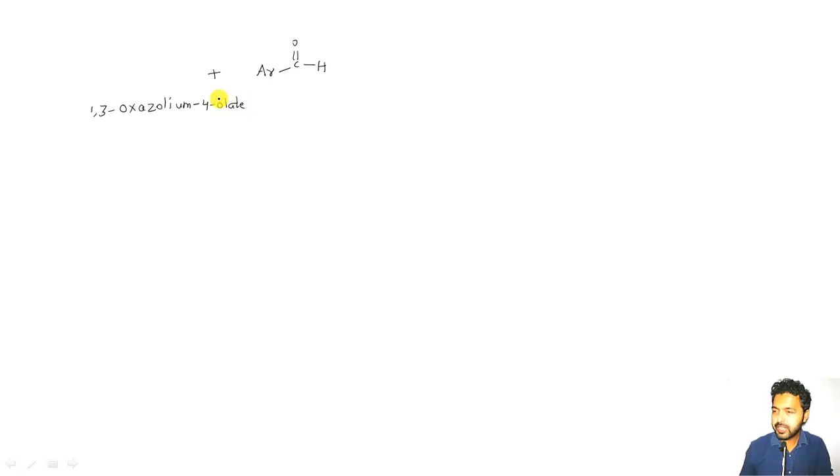So I will not be representing all the representations here. Let me draw here the required structure only, and that will be this: a nitrogen here having R2, single bond, oxygen negative here. This will be a double bond.